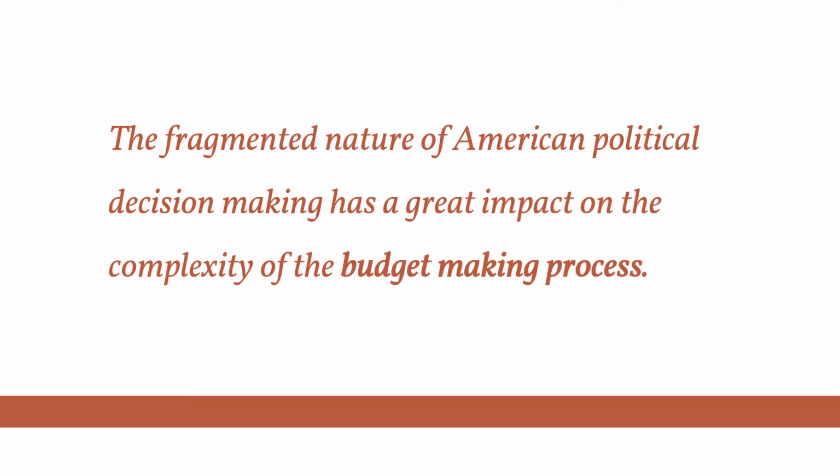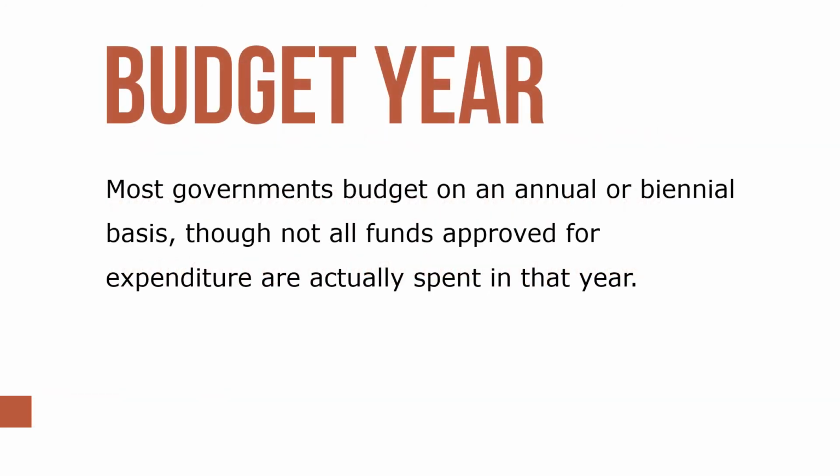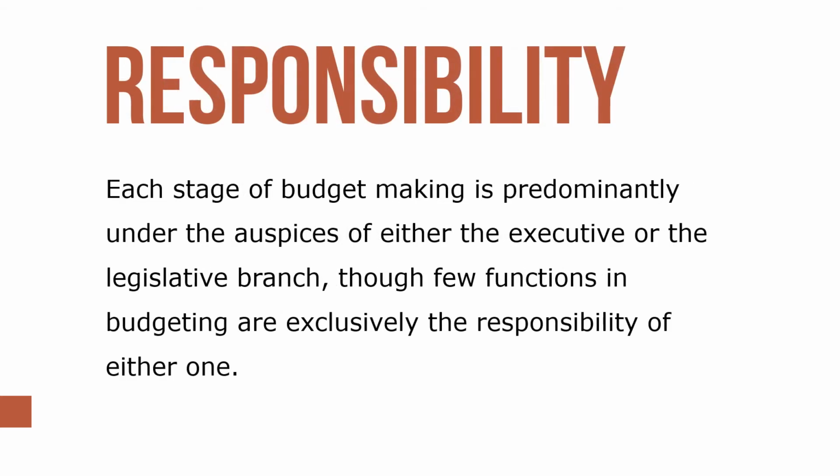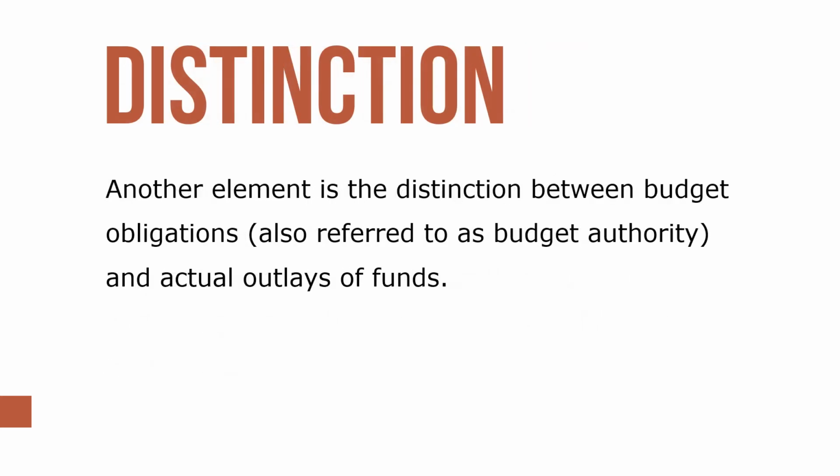The fragmented nature of American political decision making has a great impact on the complexity of the budget making process. Most governments budget on an annual or biannual basis, though not all funds approved for expenditure are actually spent in that year. Each stage of budget making is predominantly under the auspices of either the executive or the legislative branch, though few functions in budgeting are exclusively the responsibility of either one.